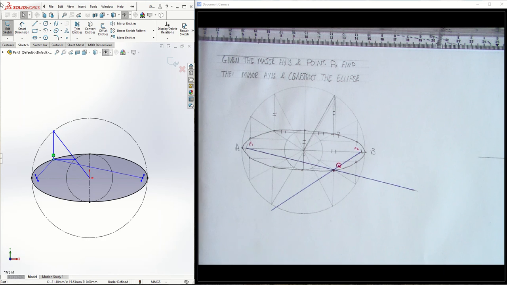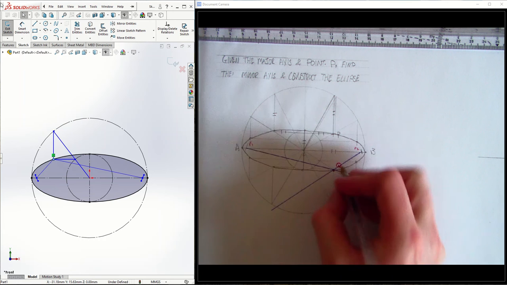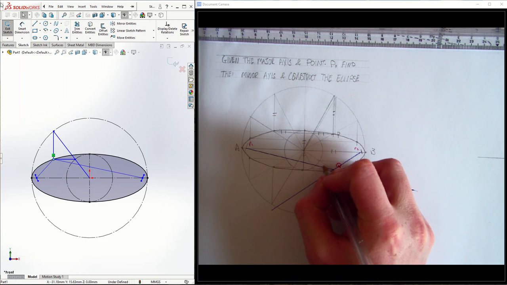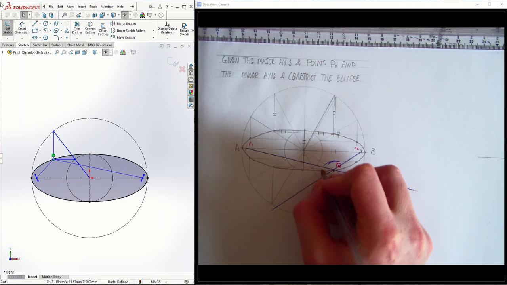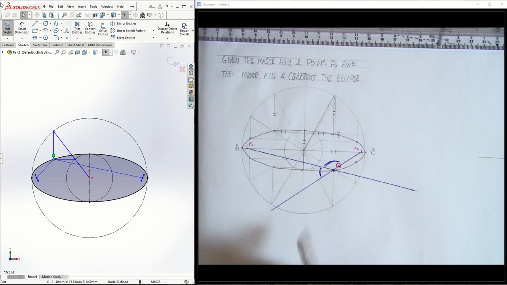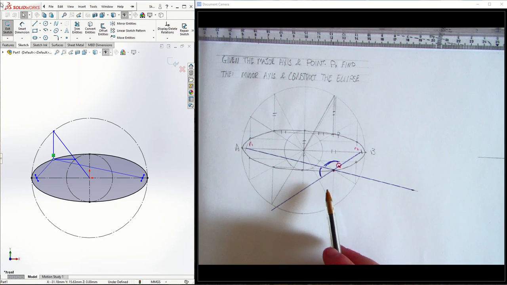Like this. So now I'm left with 4 different angles here. I'm left with an angle here, and an angle here. Now I need to bisect one of these angles, and the bisector of that angle is going to give me the tangent.